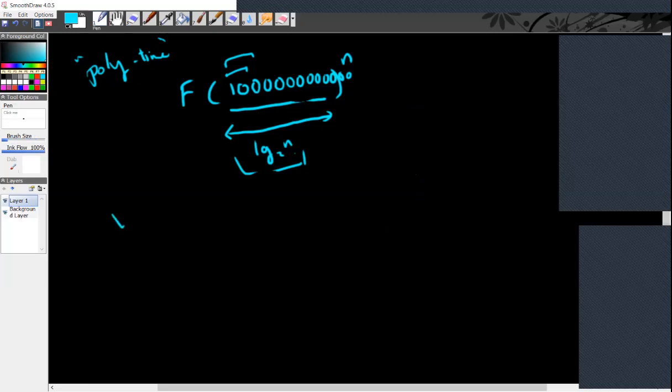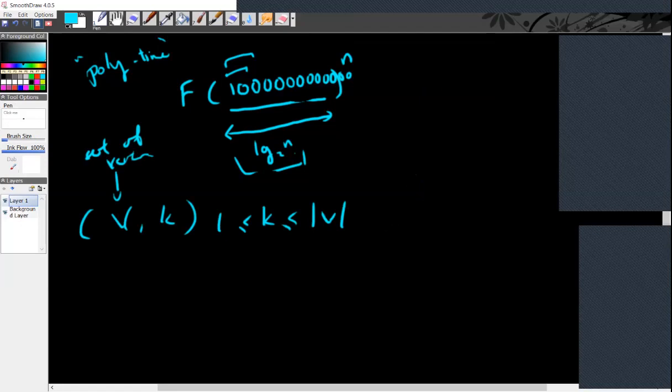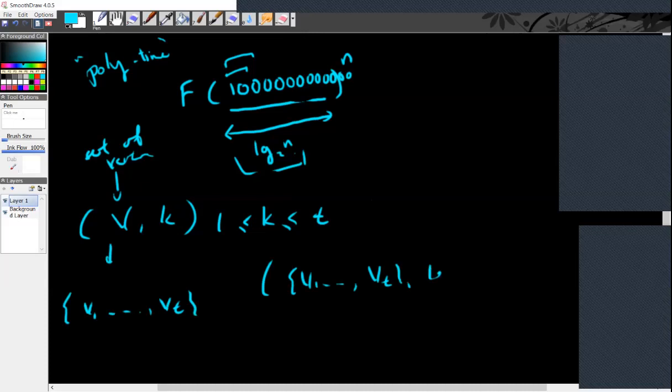So for example, let's say I have some problem that has a graph and an integer k, and I promise you that k is going to be some value that ranges from 1 to the size of the vertices. Let me redefine this. Let's put t here. So this is going to be a set v1 to vt, and my input is v1 to vt and then some integer that is at most log t bits long.